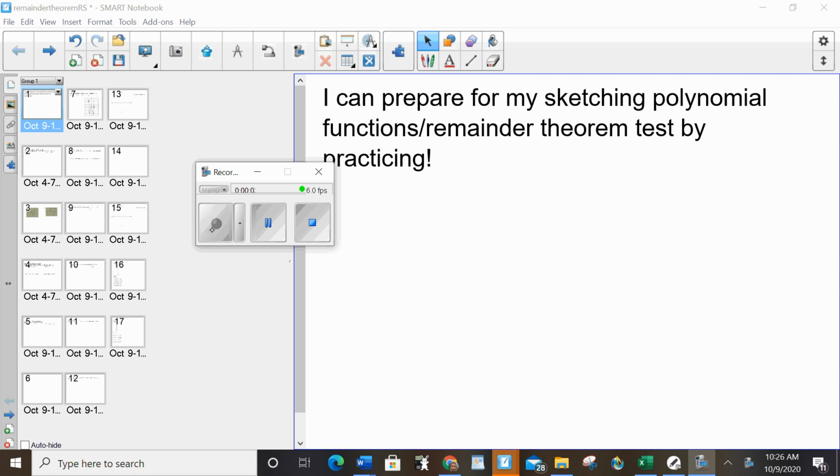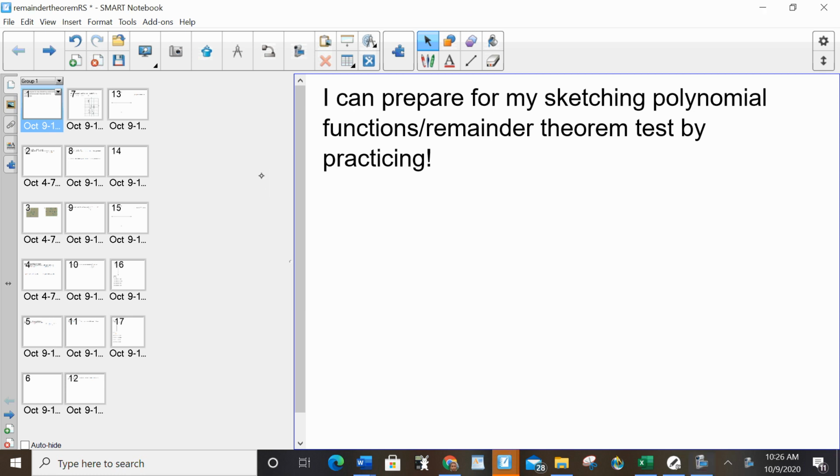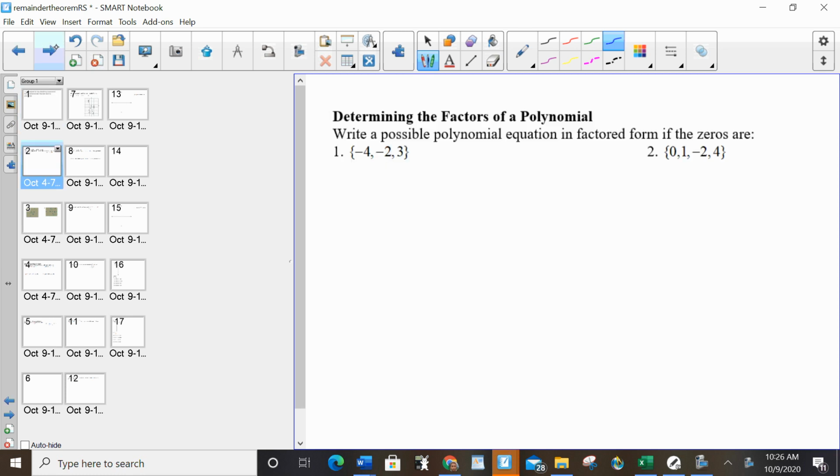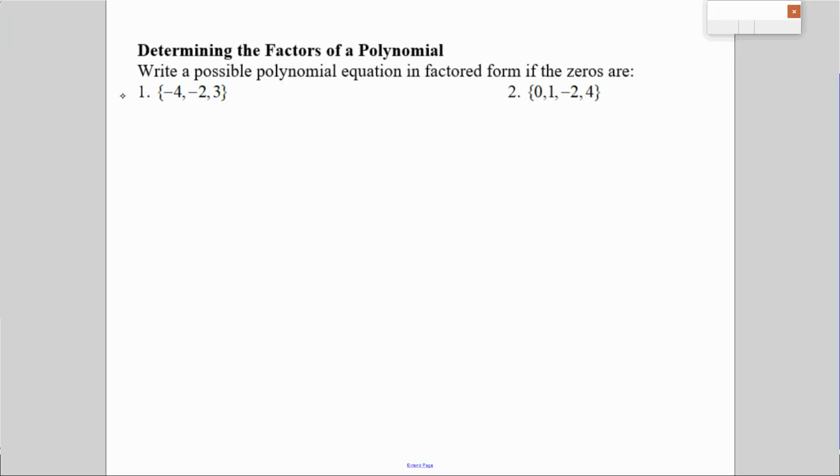Hi! I can prepare for my sketching polynomial functions and remainder theorem test by practicing. So I'm going to go through each type of question that's going to be on your exam, and it's up to you to practice each one of those. You know what's going to be on your exam, and it's just up to you, again, to practice and know how to do it. So, first things first, in your brain, you need to link together factors and zeros.